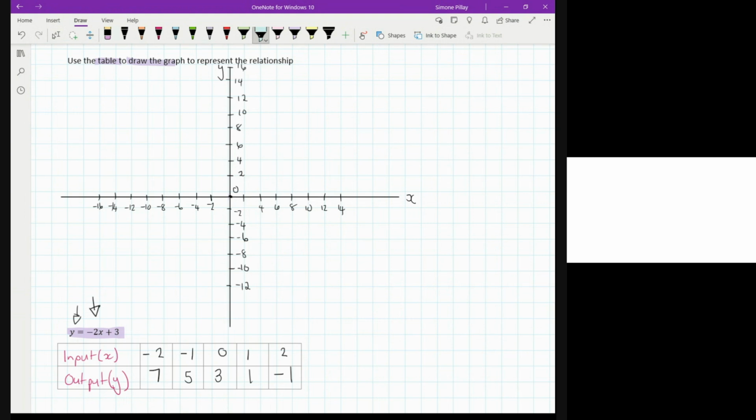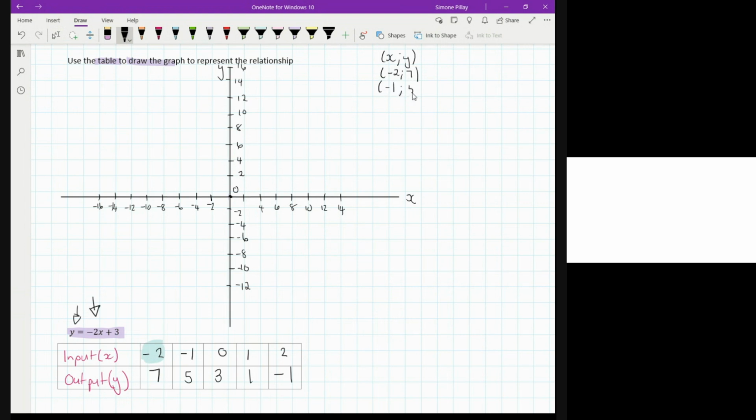if you find this hard, the best option is always to write out your coordinates, okay? Because once we have a table, we need coordinates, and coordinates are always in the form of x and y. So I want you to tell me, when my x is -2, what should my y be? 7. Beautiful. When my x is -1, what should my y be?